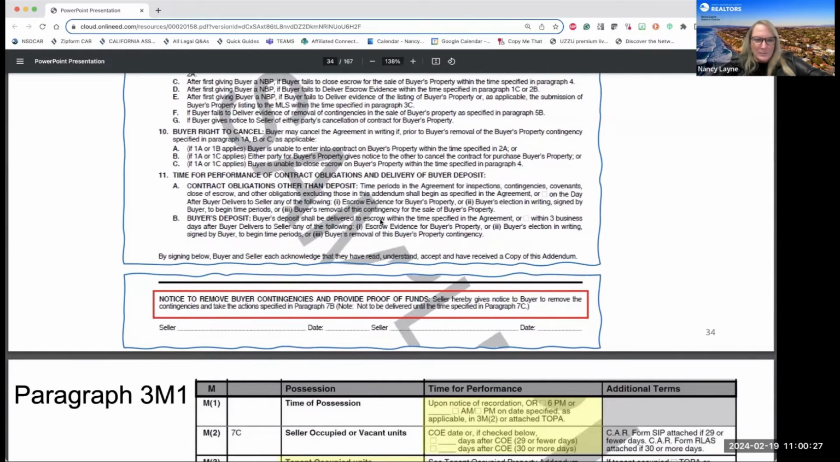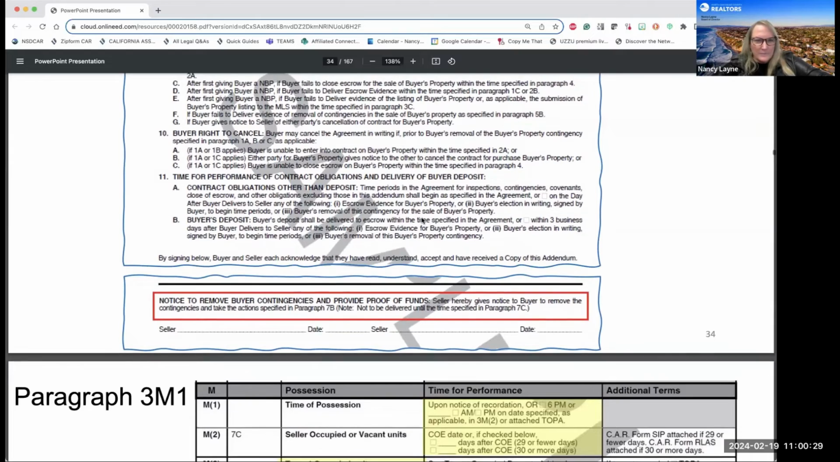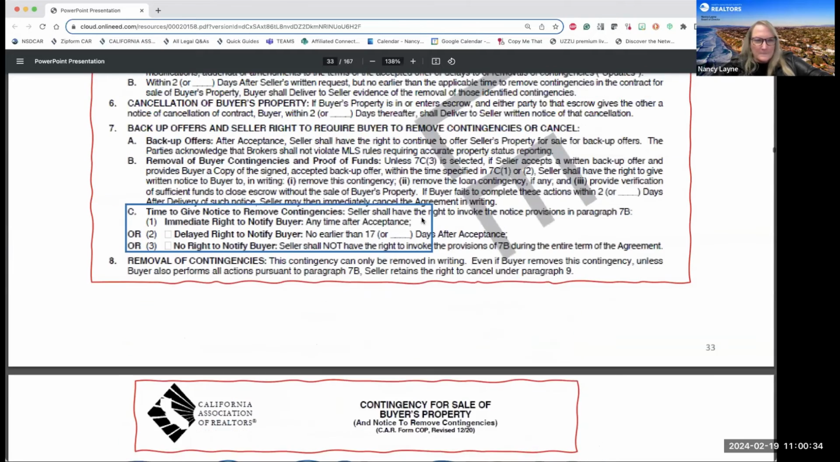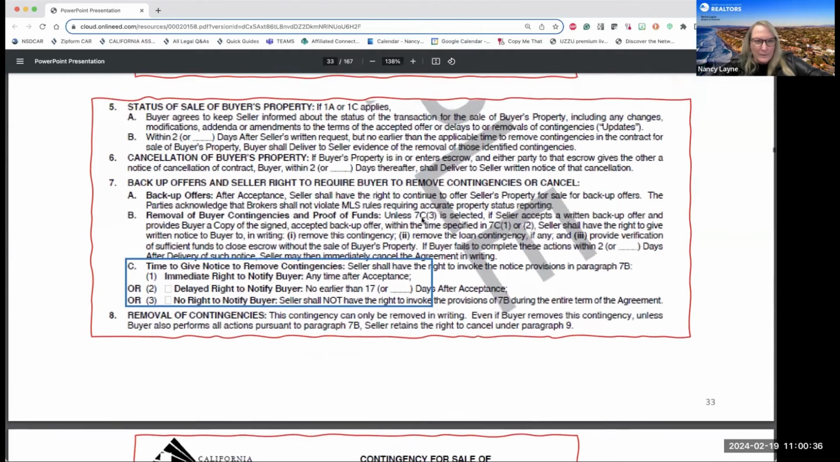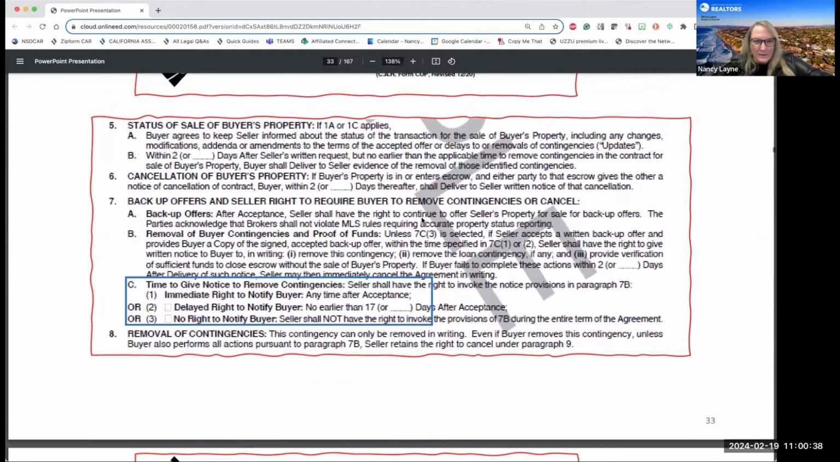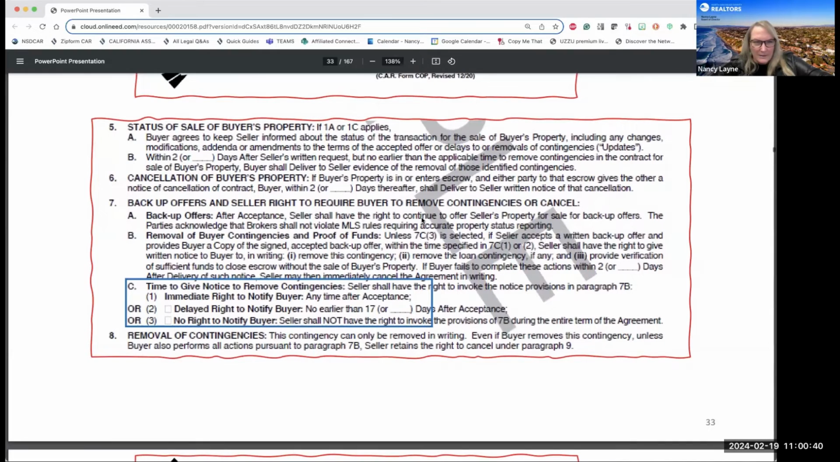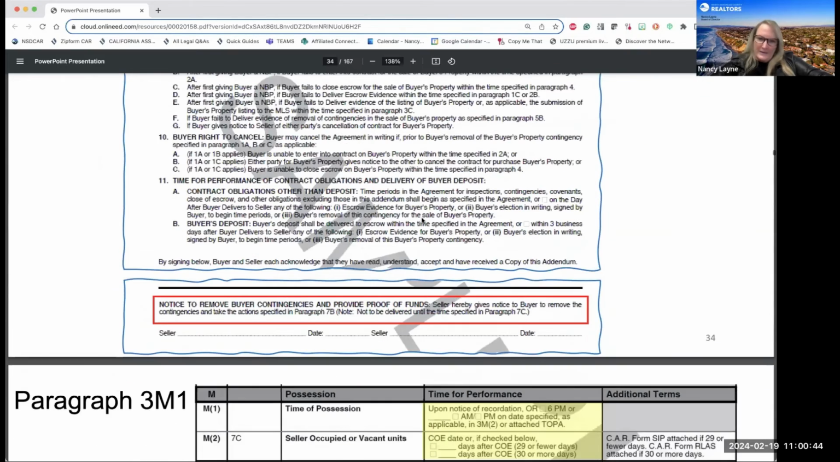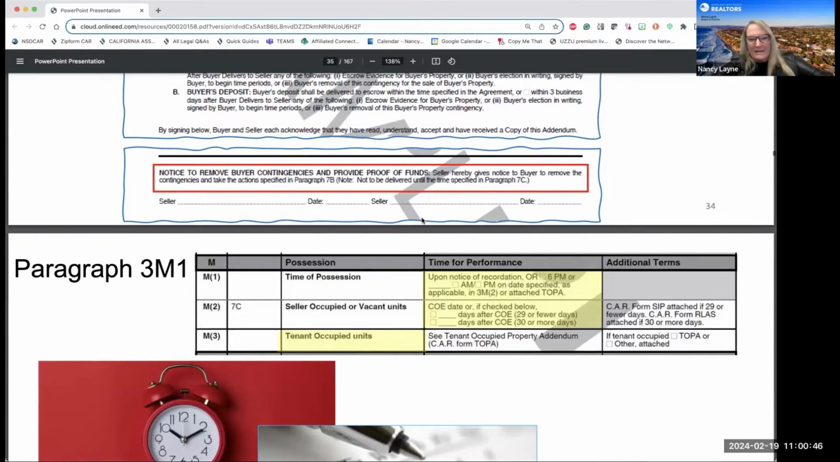The buyer's deposit shall be delivered to escrow. Oh, sorry. This is on the contingency of buyer's property. I only have a part of the contract. I'll find it and get it to you as well.